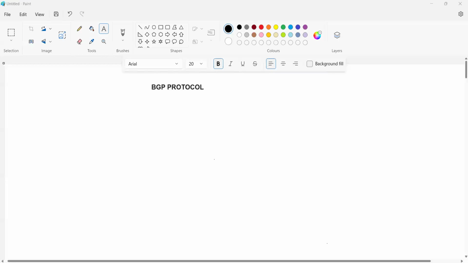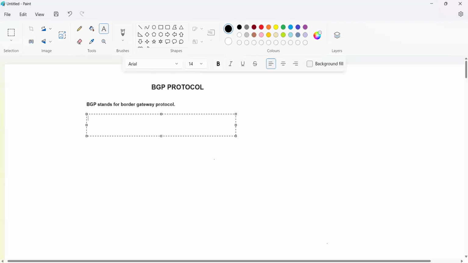BGP stands for Border Gateway Protocol. Don't confuse it. It is a Border Gateway Protocol and it is an open standard protocol.